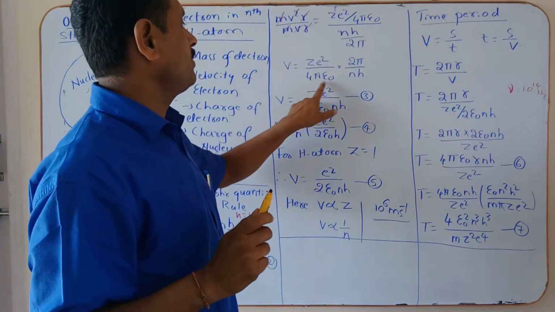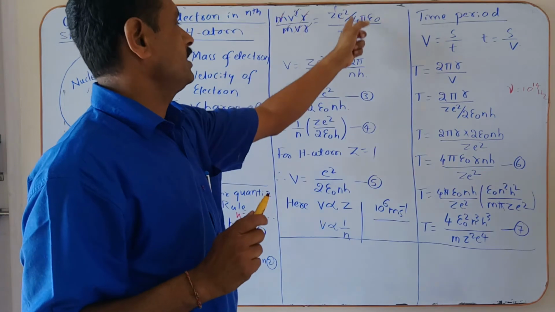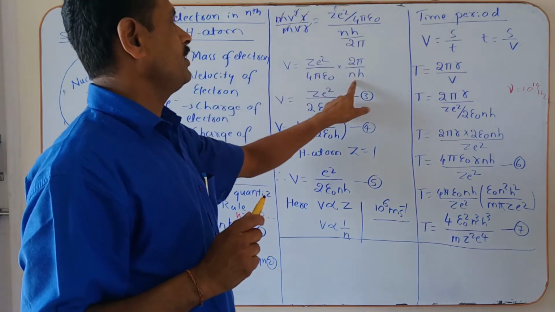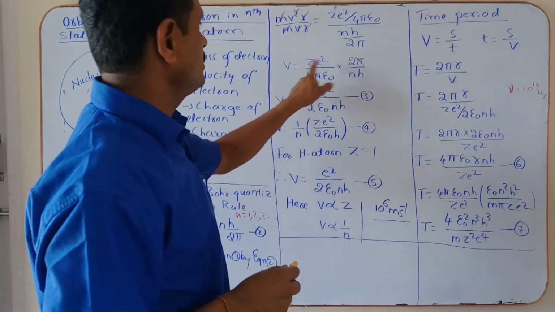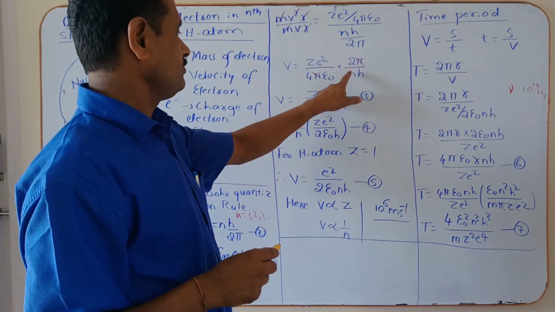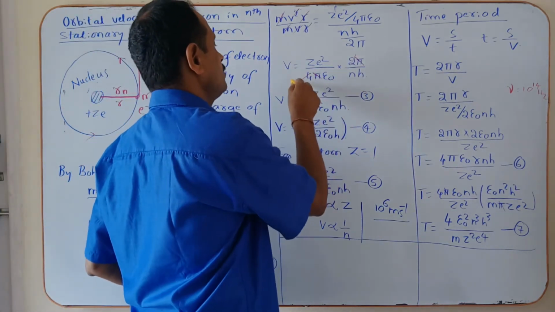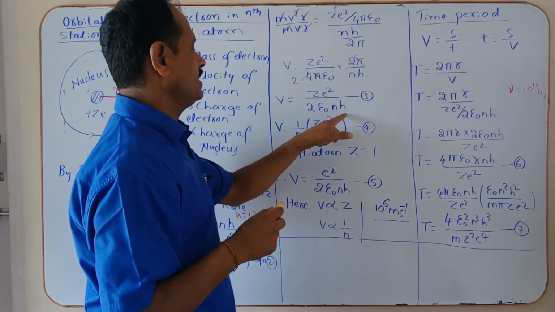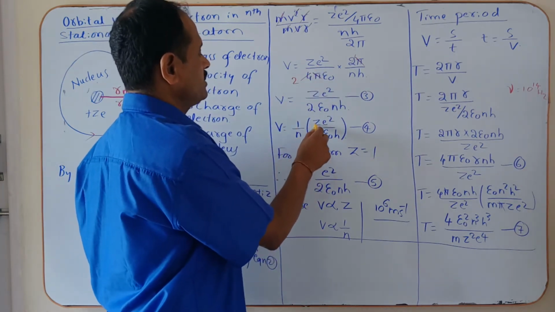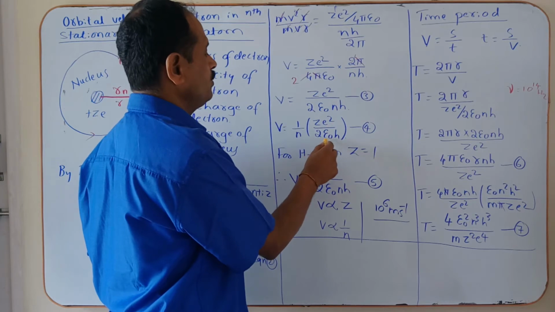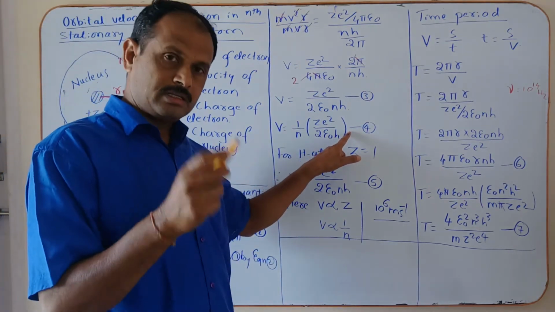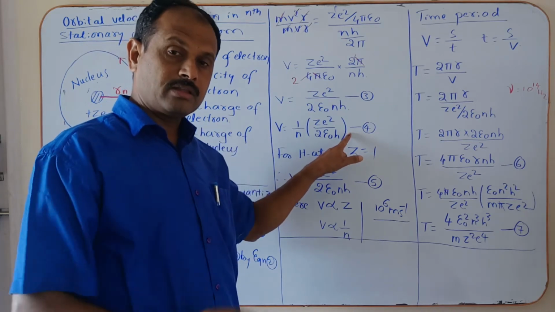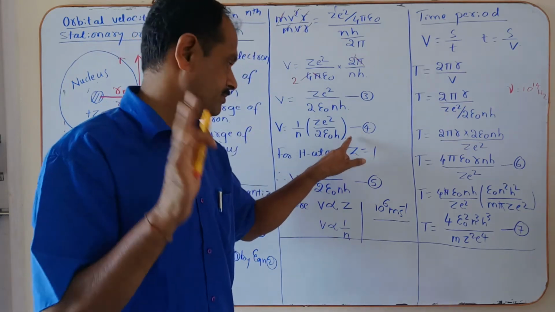Then Z e square upon 4 pi epsilon naught, take the reciprocal of nh upon 2 pi, that is 2 pi upon nh. Here pi and pi get cancelled. Then remaining is Z e square, and 2 into 2 gives 2 epsilon naught nh. So v equals 1 by n into the bracket Z e square divided by 2 epsilon naught h. This is the equation for the velocity of the electron in the nth orbit of any atom.